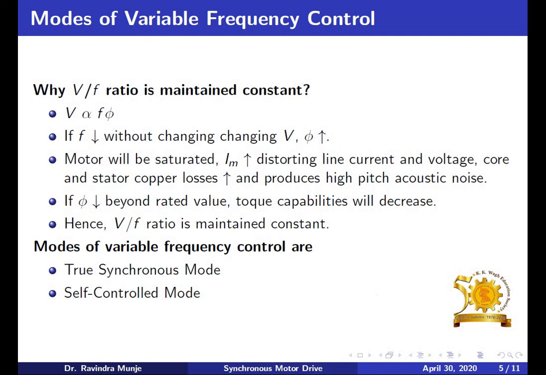Then we will see why there is a need to keep this V by F ratio constant, or why V by F ratio is maintained constant below base speed to get speed control below base speed. So as we know, the supply voltage is proportional to the product of the frequency and the flux.